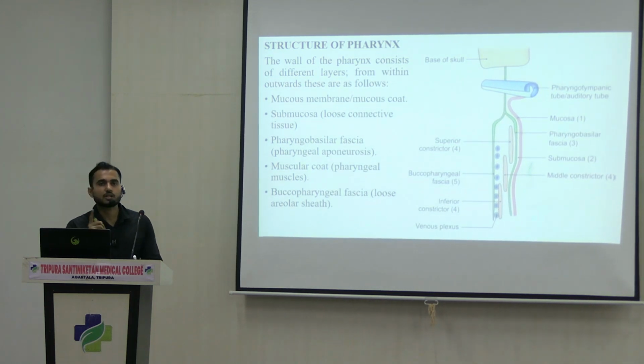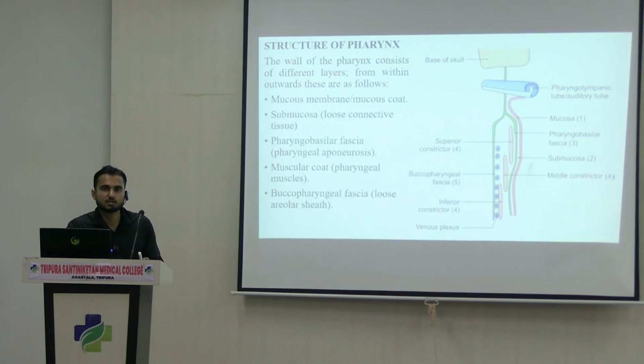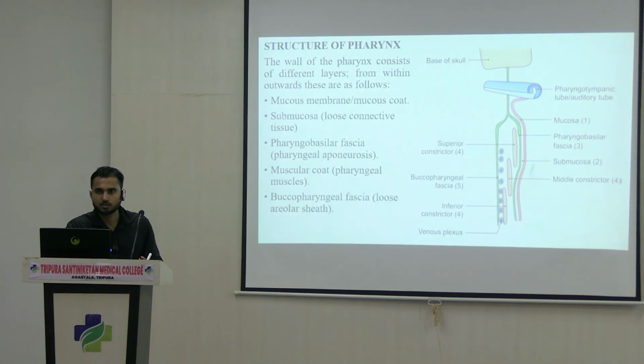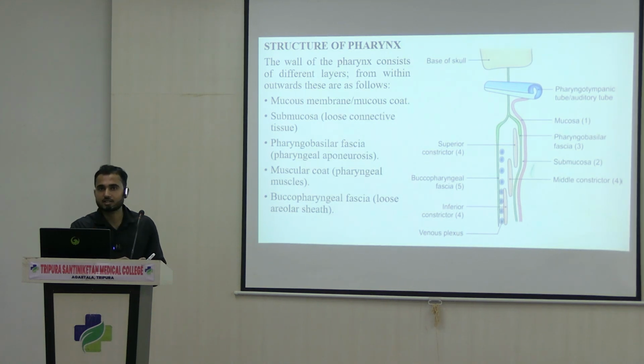Can you guess how many muscles will be there in the pharynx? Yes, very good, 6. Three pairs of internal, three pairs of external. So total how many pairs? 6 pairs of muscles are there.